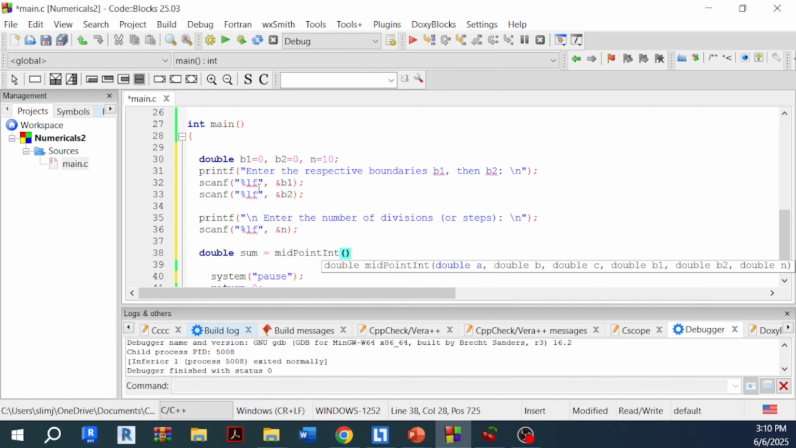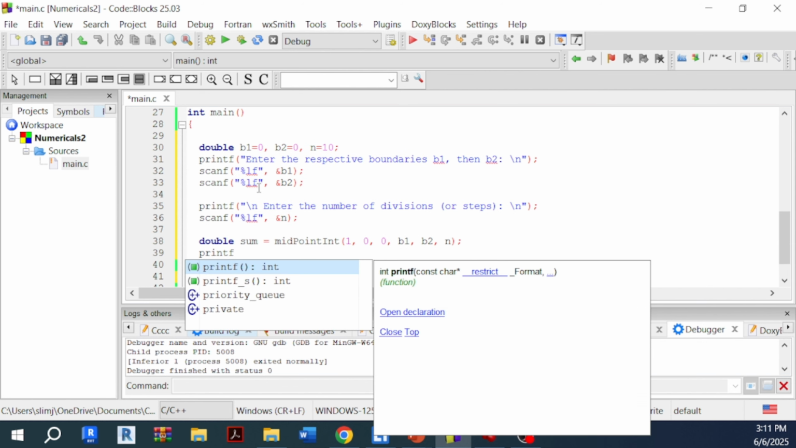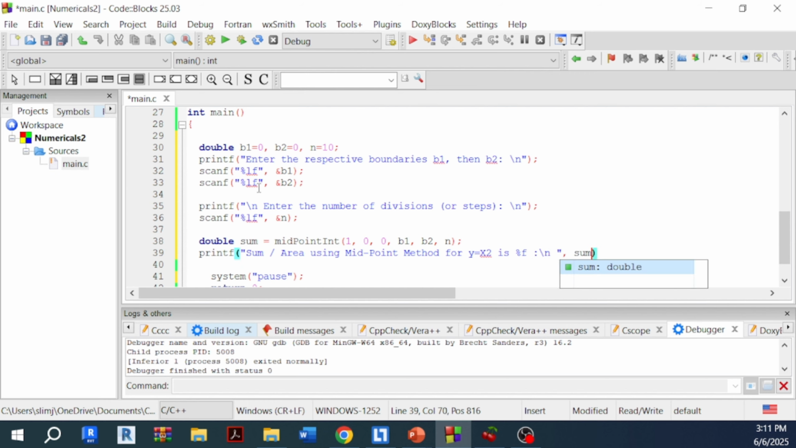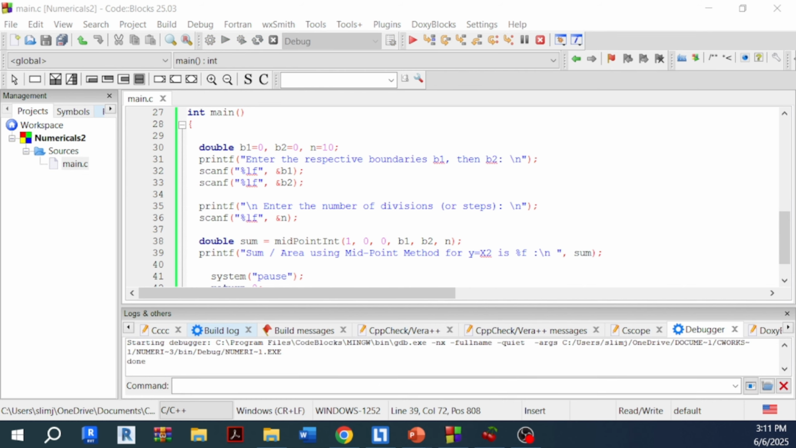Finally, double sum equals midpoint integral. We are calling the function with a, b, c of 1, 0, 0 because we are using y equals x squared, then b1, b2, and n. And let's display the result. Printf, area using midpoint method for y equals x squared is %f and newline, sum. Okay, building.